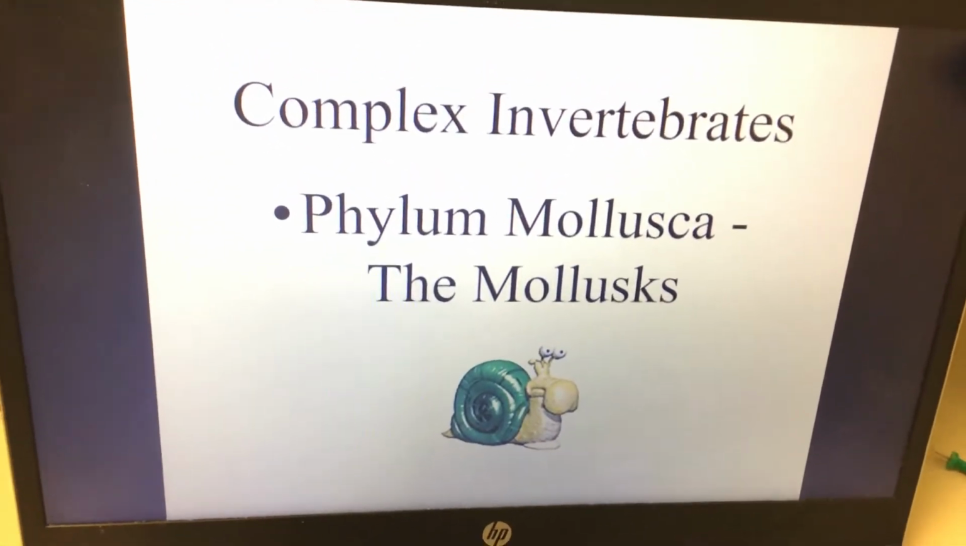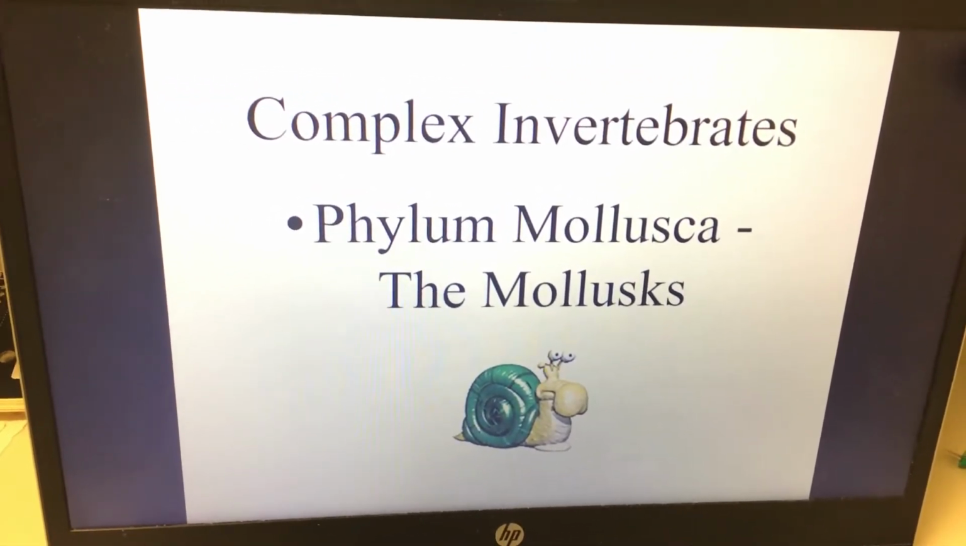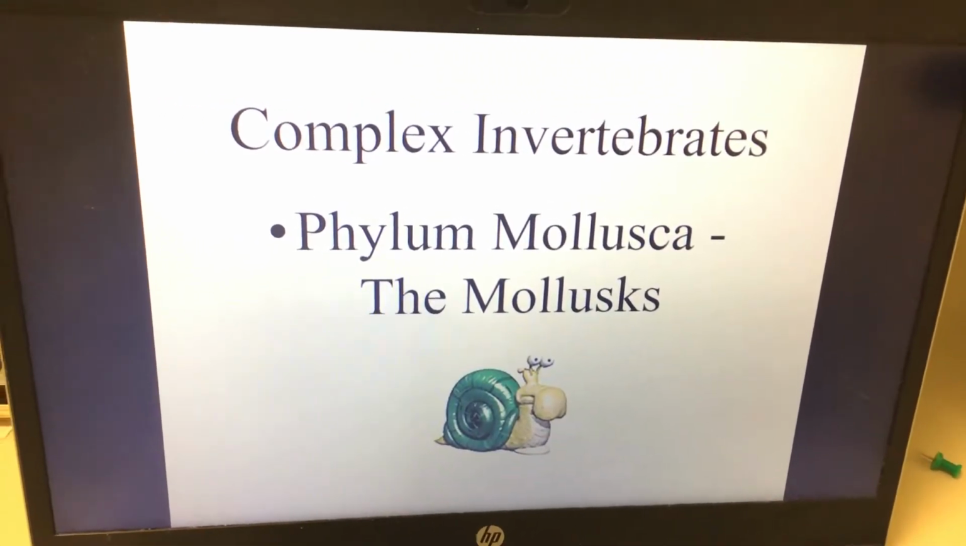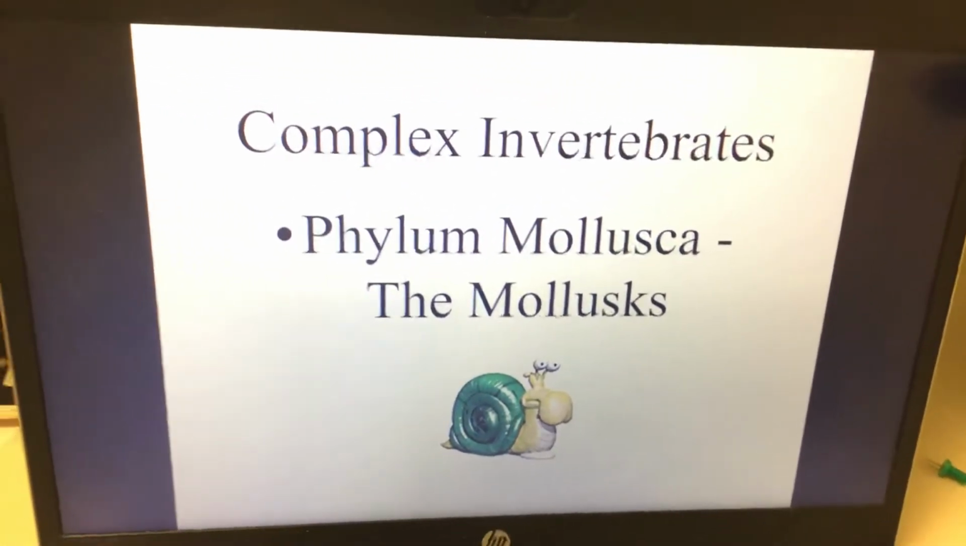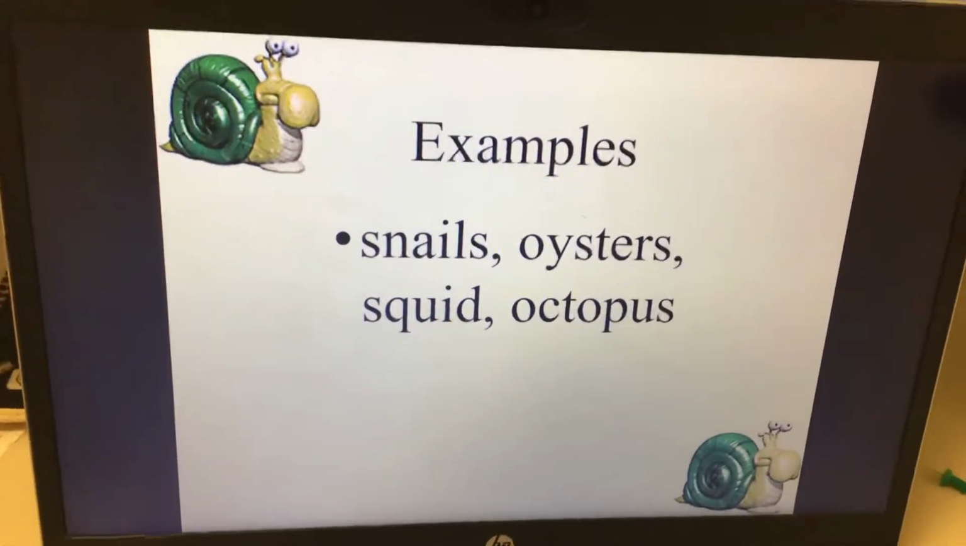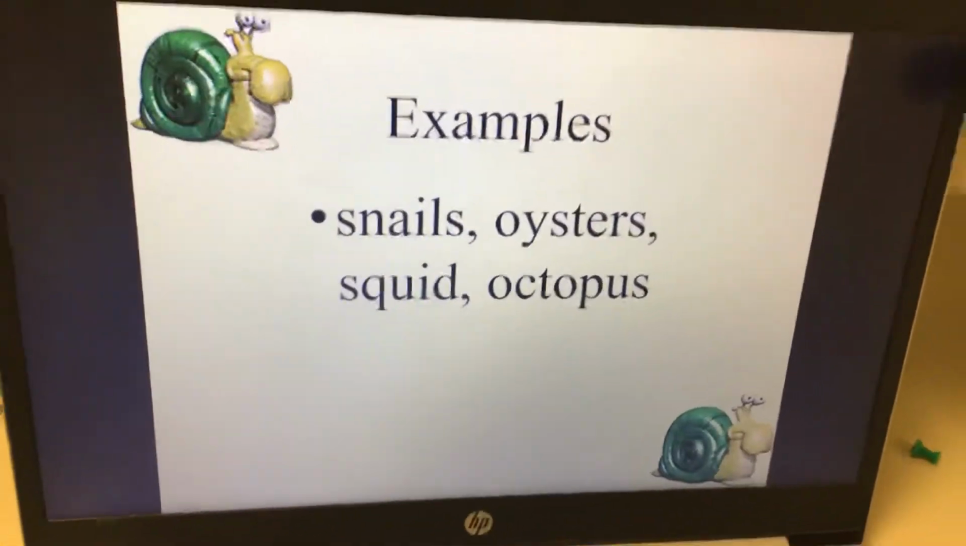Our new chapter heading is Complex Invertebrates, and we're going to be talking about mollusks today. Phylum Mollusca. Some examples, I'd probably put those down. Snails, oysters, squid, octopus, these are all examples of mollusks.